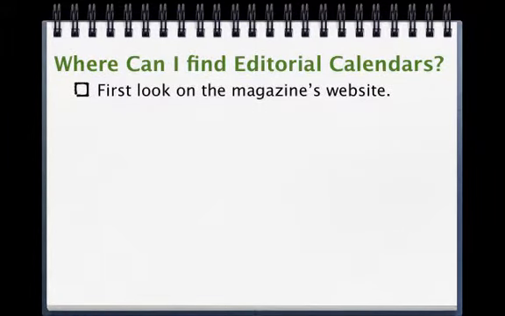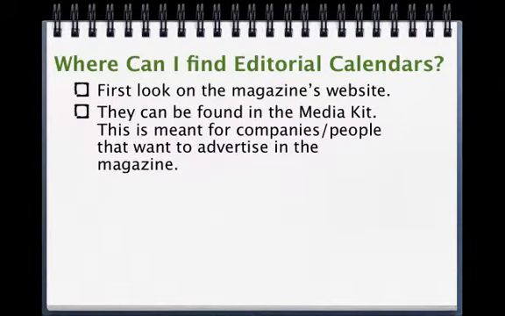So where can you find these editorial calendars? Well, sometimes it takes a little sleuthing, but first you want to start with the magazine's website, and you can find these editorial calendars in the media kit. And if you can't find it on the website, look under the corporate tab. If you can't find it there, then look under the sales tab. And oftentimes you will find it. It just may take a little while.